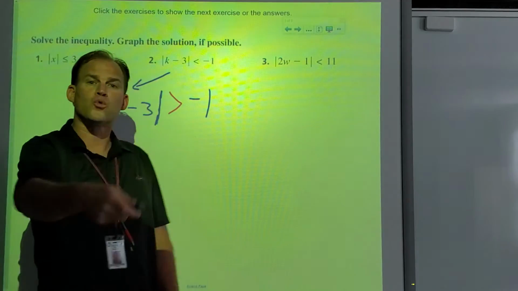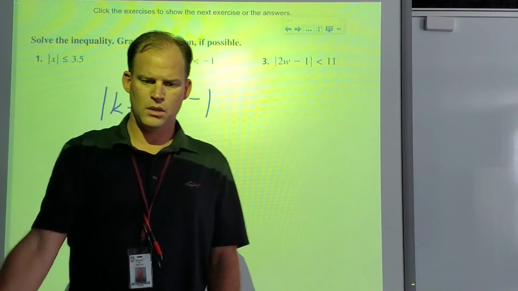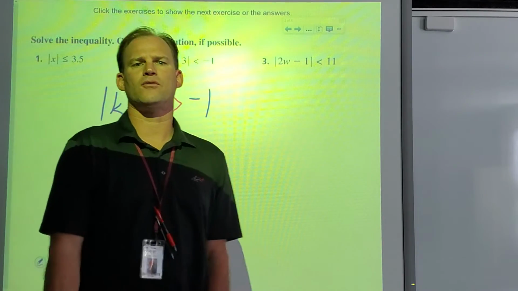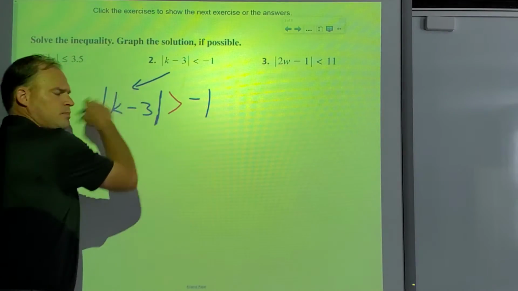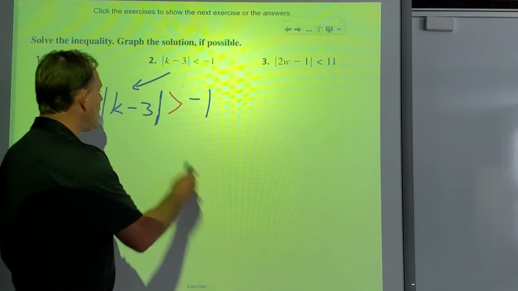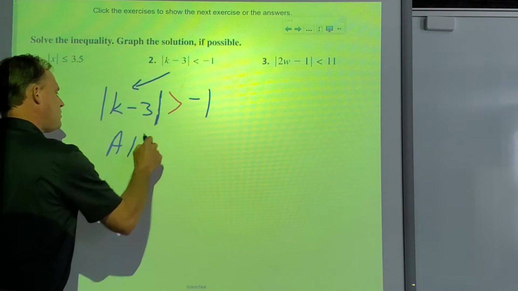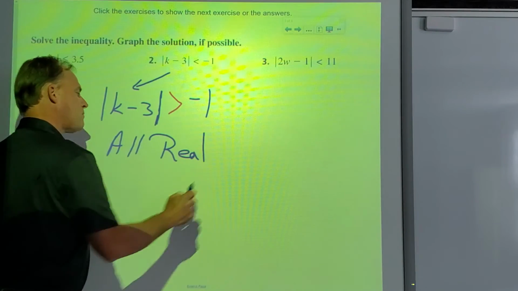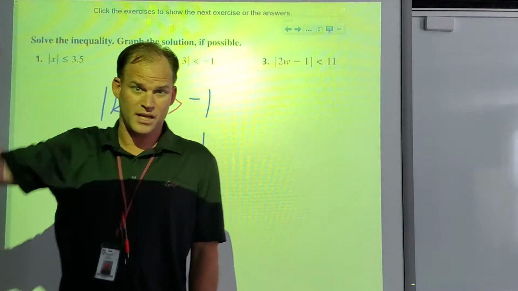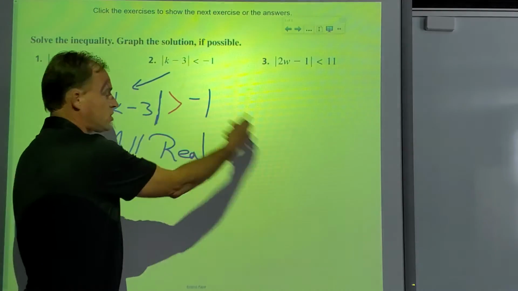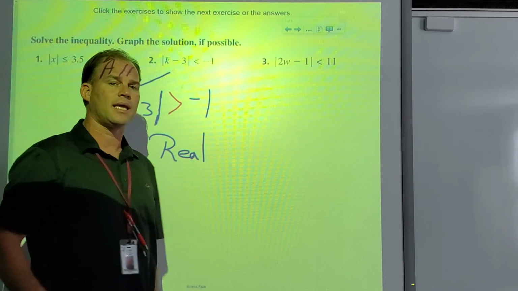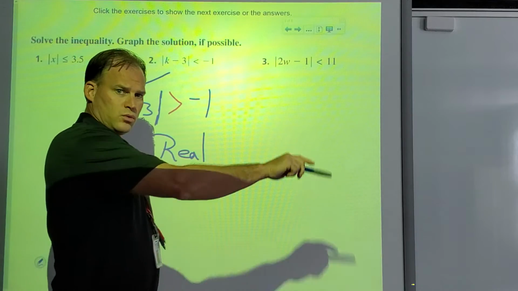If we had an absolute value greater than -1, well, everything's going to be greater than -1 because this is always going to come out to be a positive number. A positive number is always greater than a negative number. So if you had this, this would be all reals, or I think they call it infinite solutions on Big Ideas. Infinite. Every number you could ever plug in here is going to work. So you got to be careful. It's not automatic with a negative number that it's a no solution answer.